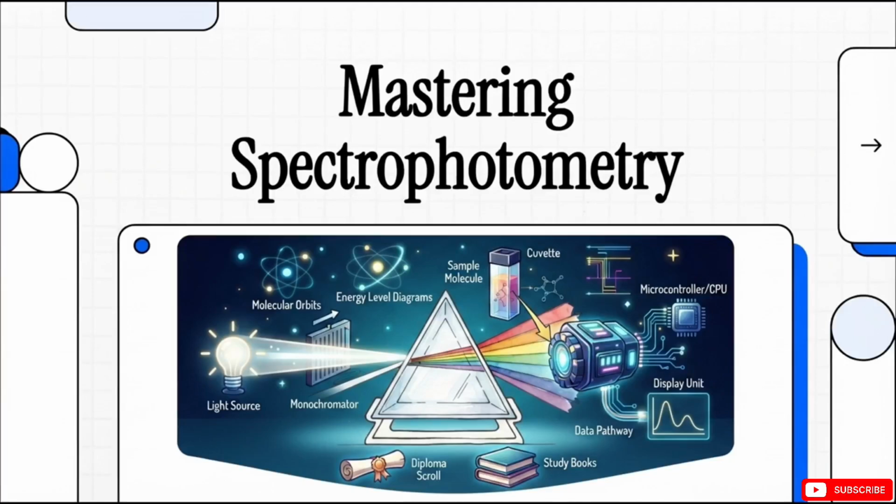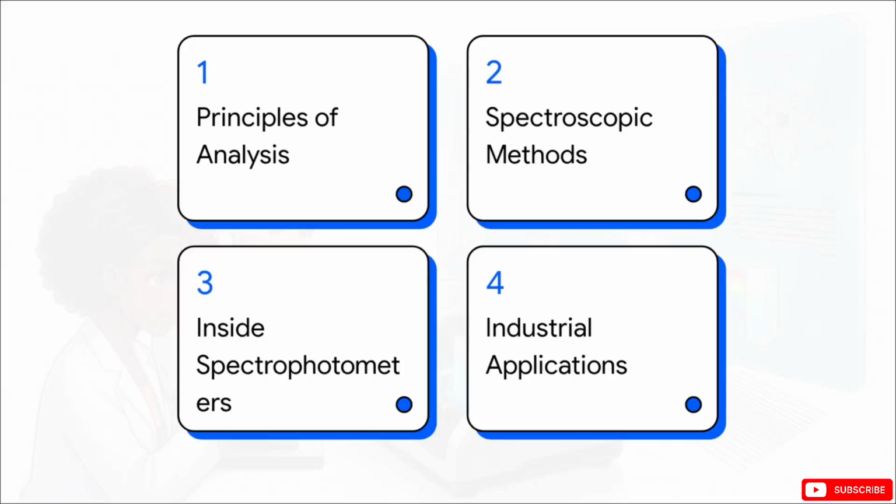Let's get into it. Here is our roadmap for today. First, the principles of spectroscopic analysis. Second, types of spectroscopic methods. Third, we'll go inside a spectrophotometer. And fourth, we'll wrap up with industrial applications and conclusions.